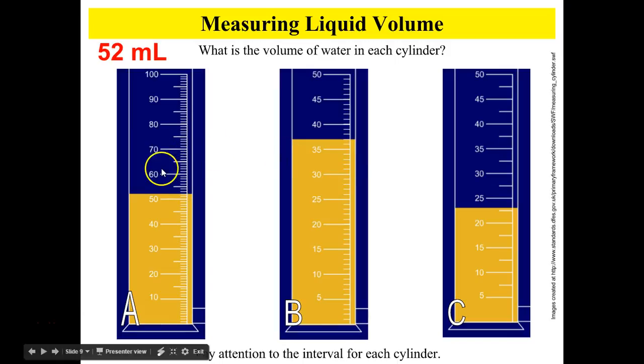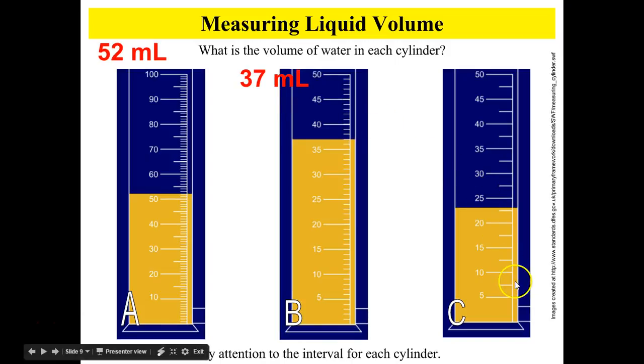But notice how the interval of 1 here looks very different from the interval of 1 here. That makes this measurement 35, 36, 37. 37 milliliters. Just want to point out one more thing. When you abbreviate the term milliliter, L is capital, M is lowercase.